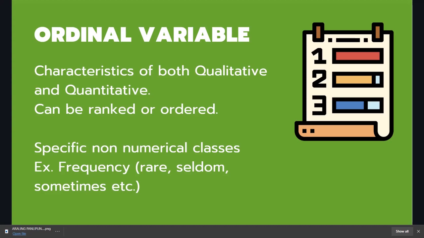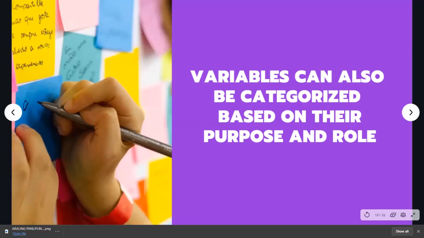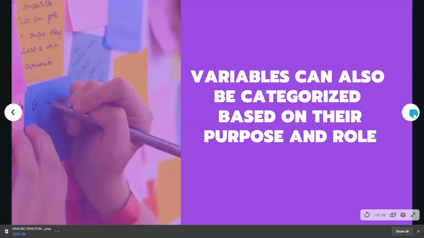Okay? Another example is the sizes of pants. Small, medium, large, XL, 2XL, 3XL, or the academic ranking. To make it simple, ordinal variables serve the purpose of classification and ranking. Okay? So variables can also be categorized based on their purpose or role. This purpose and role are especially evident in an experimental study. So let's talk about the independent variables and dependent variable.